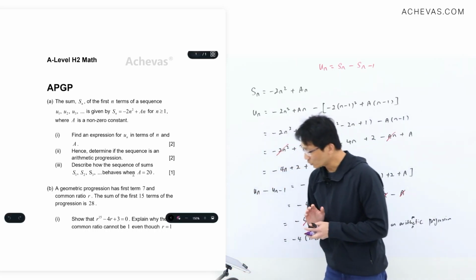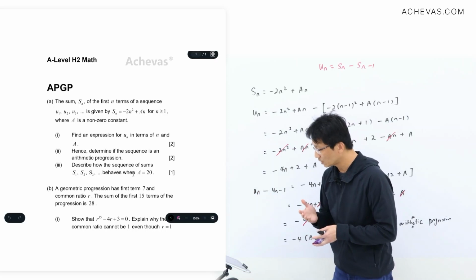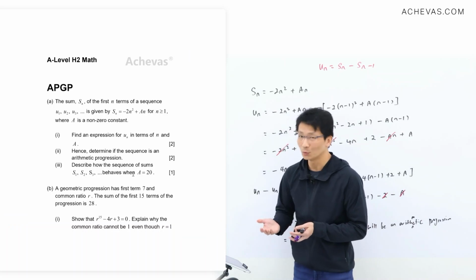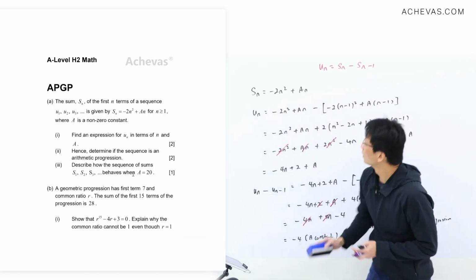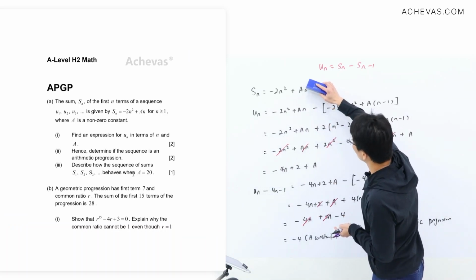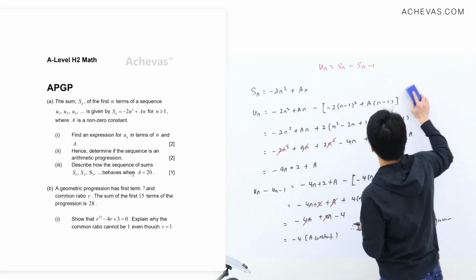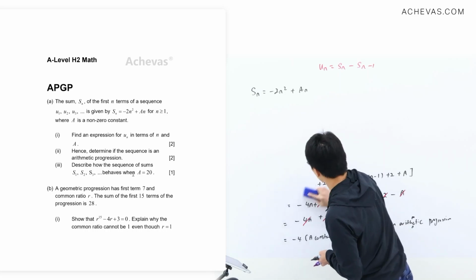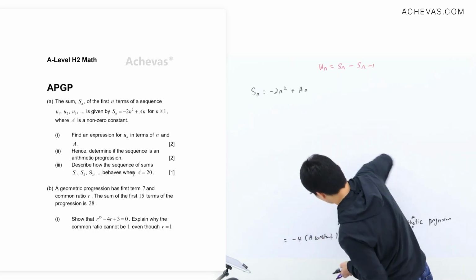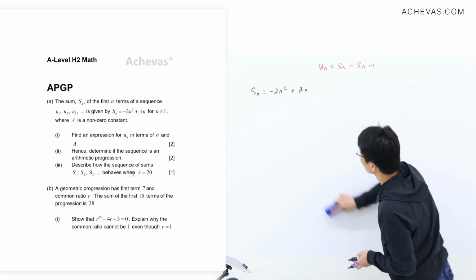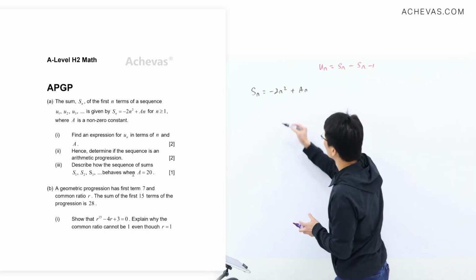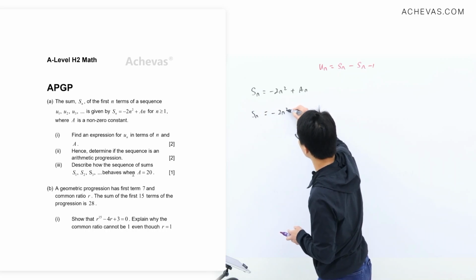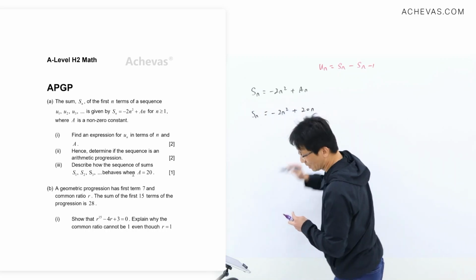For part 3, it says describe how the sequence of sums, that means our Sn, will behave when a is equal to 20. Looking at this expression, I'll replace this a with 20 first. Let me erase this part. In the end, I will end up with Sn equal to minus 2n squared plus 20n.